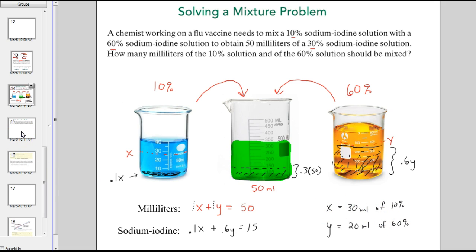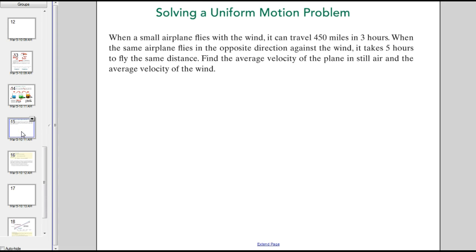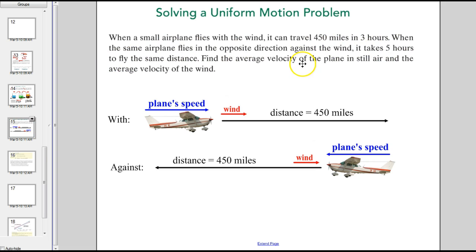All right, let's look at a similar problem, but a different type of application. A small airplane is flying with the wind. It can travel 450 miles in 3 hours. That same airplane flies in the opposite direction. This same 450 miles, it takes 5 hours. And so what we're being asked to do is find the plane speed and the wind speed. So we're being asked to find these two things.